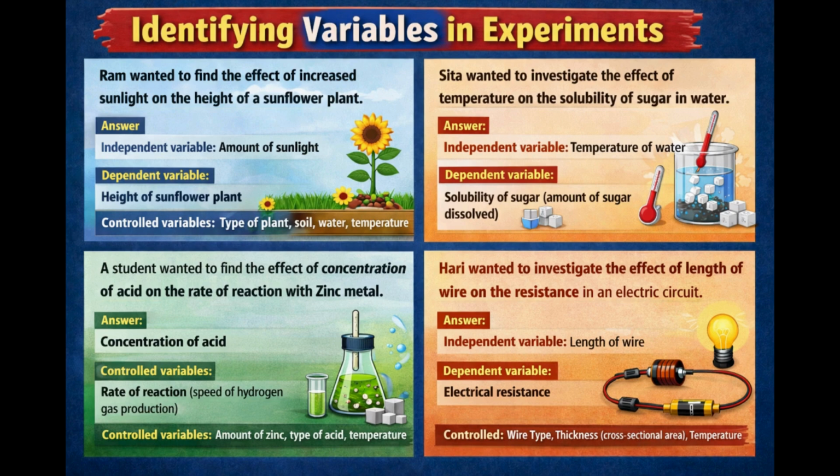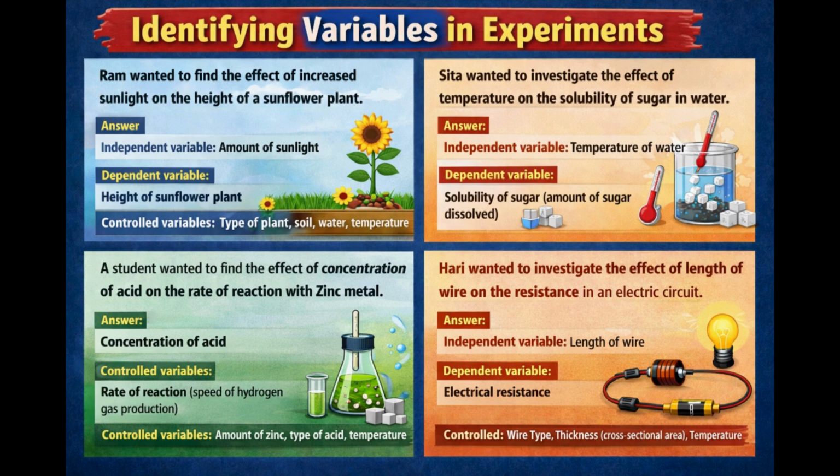Now students, look carefully at the question. Whenever we see effect of something on something, we can get a clue about variables. In this case, we are changing sunlight. We are increasing sunlight or decreasing sunlight. So the amount of sunlight is the independent variable. Now what are we measuring? We are measuring the height of the sunflower plant. So height of the plant is the dependent variable because we are observing it and measuring it.